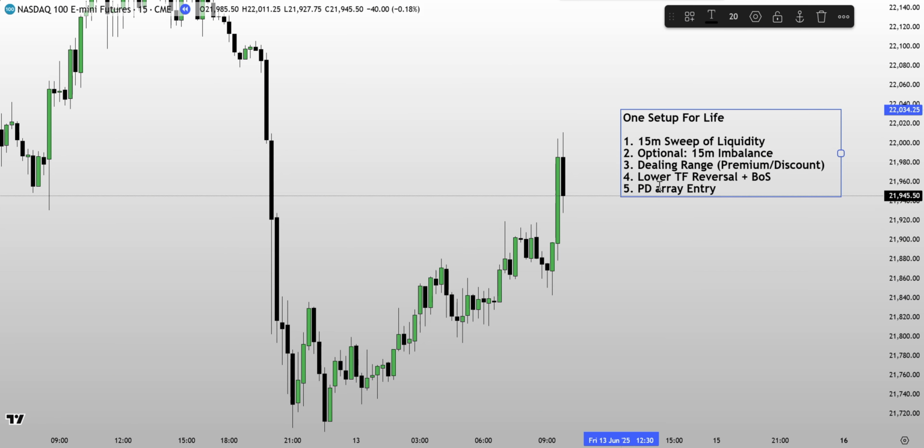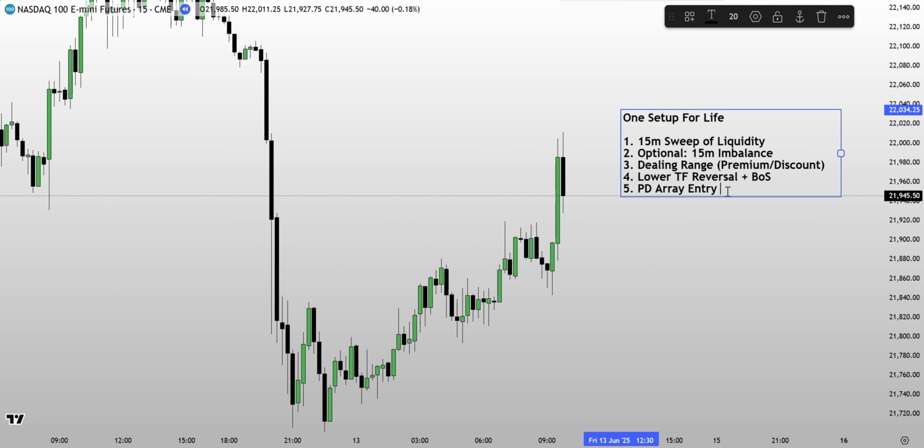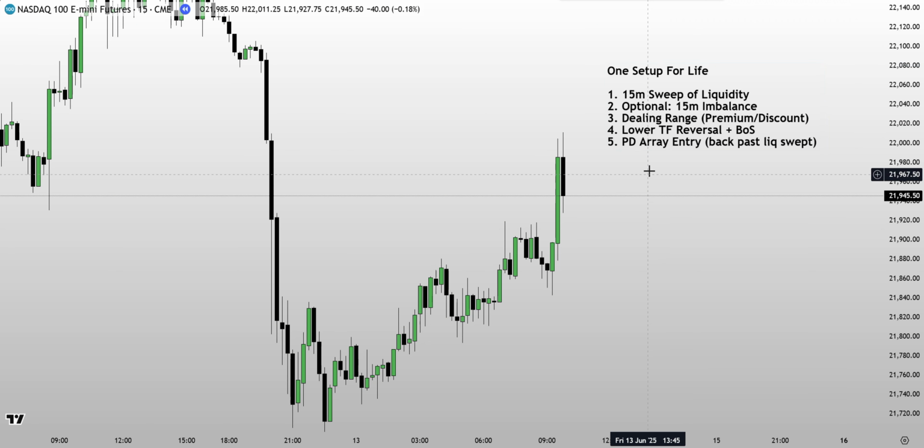And then, upon that break of structure, you want a PD array entry that is in the premium or discount relative to going long or short. And that PD array entry must be back past liquidity swept. So those are the 5 steps.